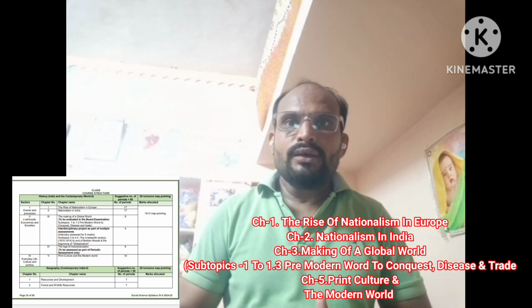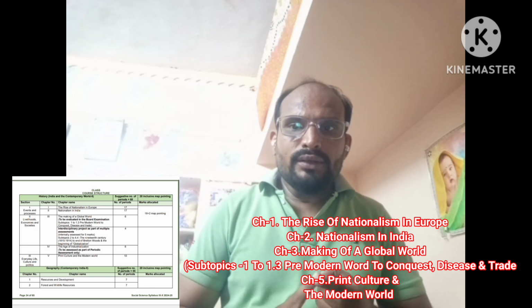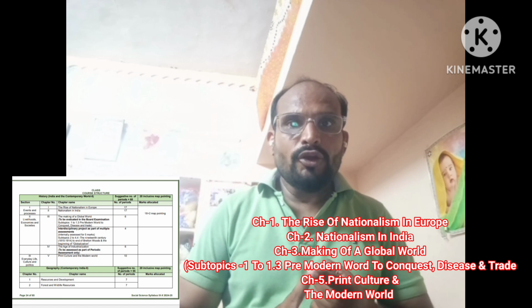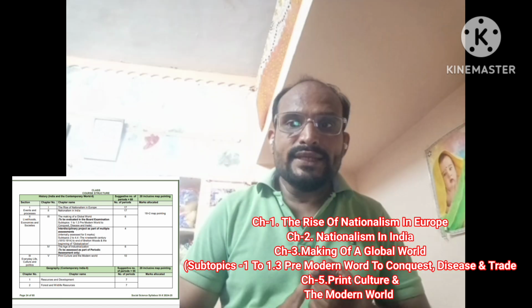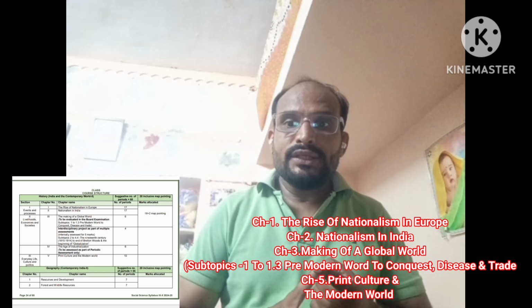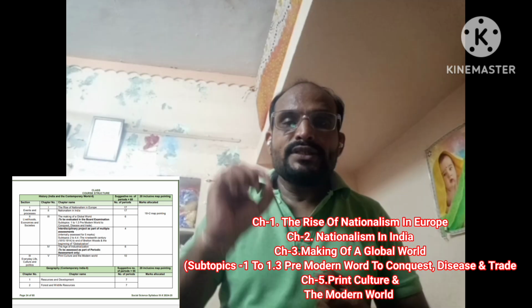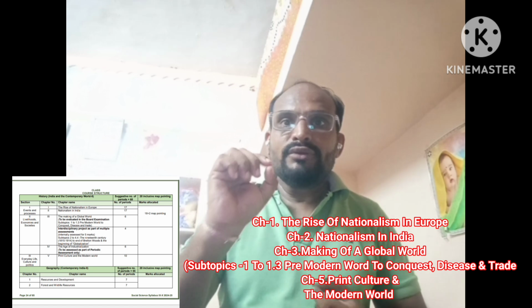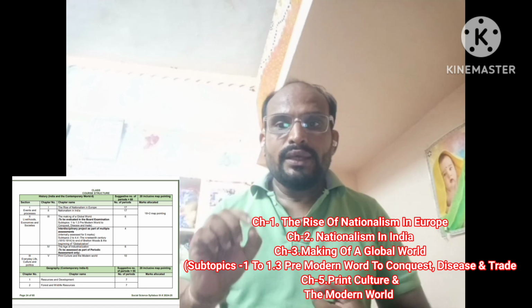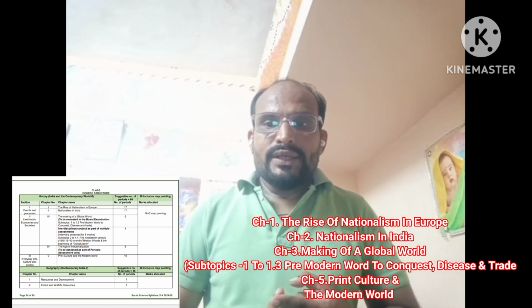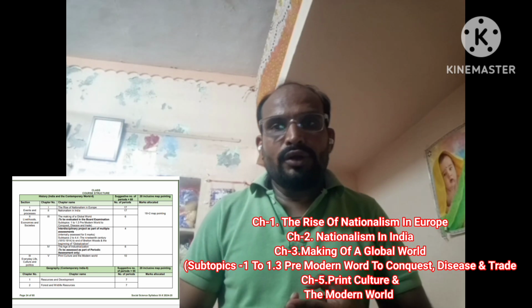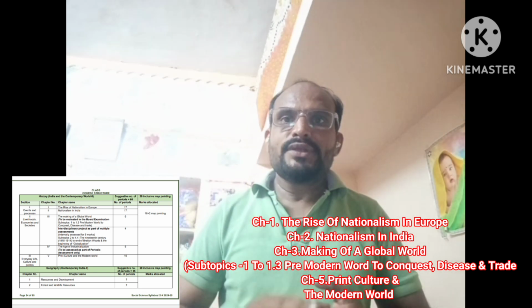Again I'm going to remind you, chapter number 1, the rise of nationalism in Europe. Chapter number 2, nationalism in India. Chapter number 3, the making of a global world. Only subtopics 1 to 1.3 will be evaluated in the board examinations. And the last one is print culture and the modern world. These 3.5 chapters will be given.